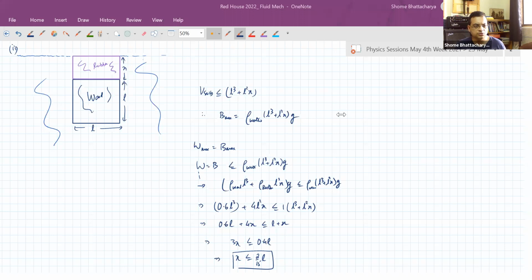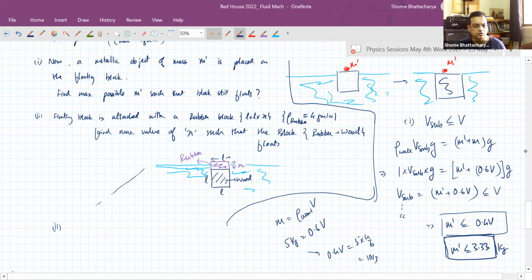Okay, Smikita, I'll just take you back to the first solution. Just compare it once more. See, the thing is you have to get the answer independent of L now.